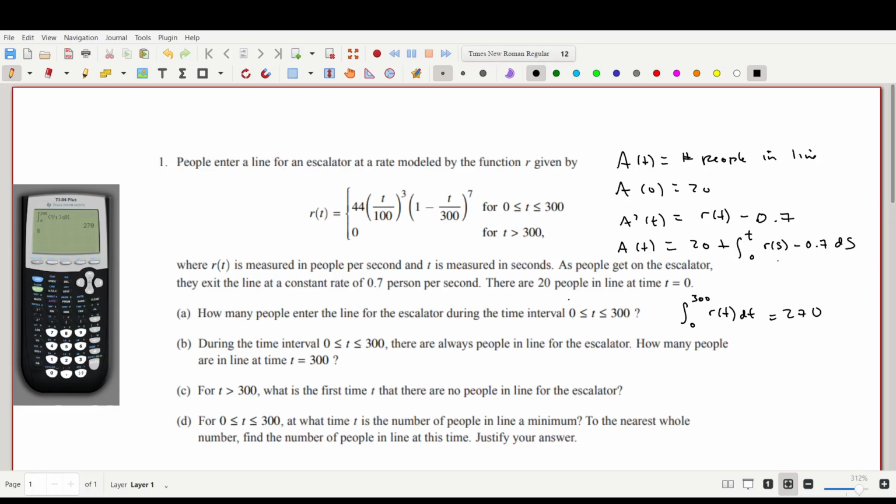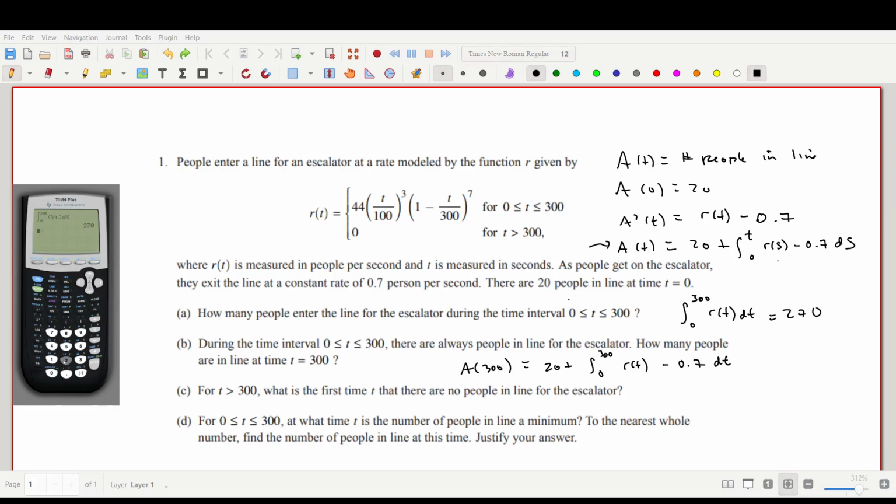All right, B. During the time interval 0 to 300, there are always people in line. Sure. How many people are in line at 300? This one helped a lot. A of 300 is just 20 plus the integral from 0 to 300 of r of t minus 0.7 dt. Now you're switching back to t. Yeah, I would prefer to use t; here I had to use s. All right, let's just do that one.